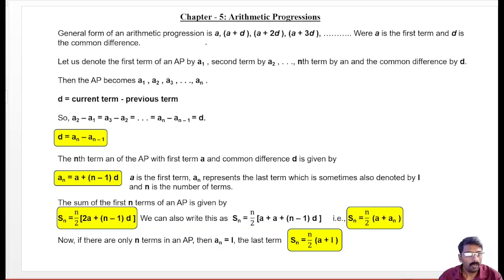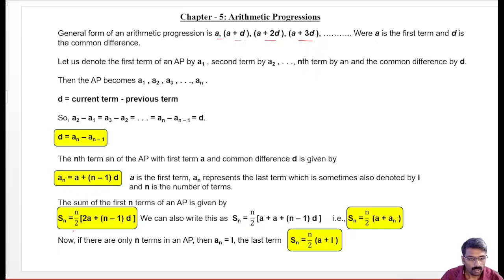The general form of arithmetic progression would be written as a, a plus d, a plus 2d, a plus 3d, and our common difference d is given as an minus 1, so which can be written as a2 minus a1, similarly a3 minus a2. This is current term minus previous term, and our nth term of an AP is given by the formula an is equals to a plus n minus 1 into d. This is our nth term of AP.